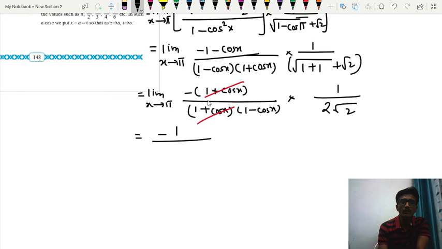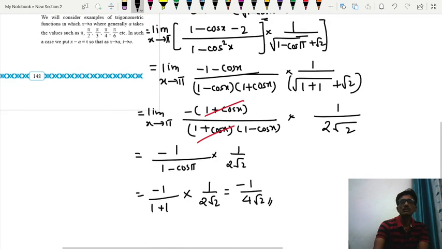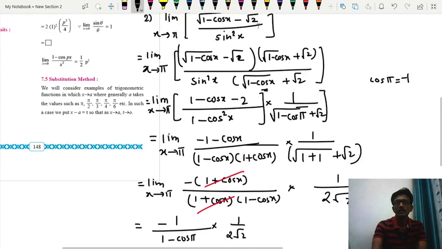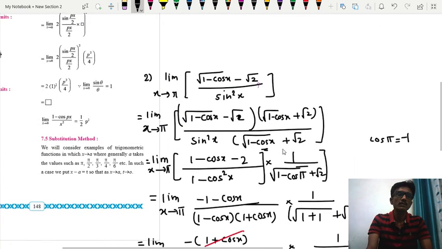We'll take the limit over here: minus 1 upon 1 minus cos of pi into 1 upon 2 root 2. Now cos of pi is minus 1, so minus of minus 1 will be plus 1, into 1 upon 2 root 2, and finally we'll be getting minus 1 upon 4 root 2 is the answer. Next question.